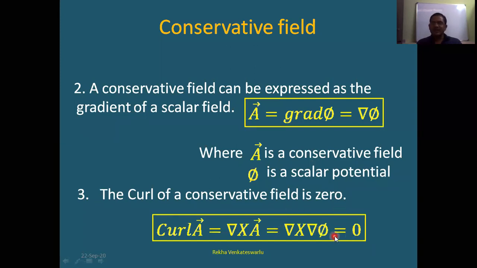If phi is the scalar potential function, then del phi is the vector. So del is operated again on the vector. So the curl of grad phi equal to 0. So now coming to the conclusion.